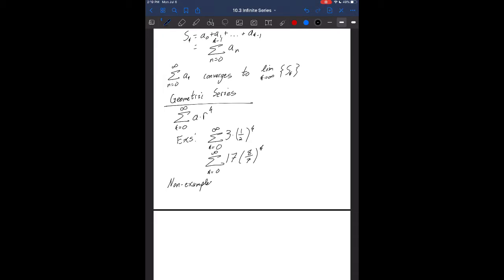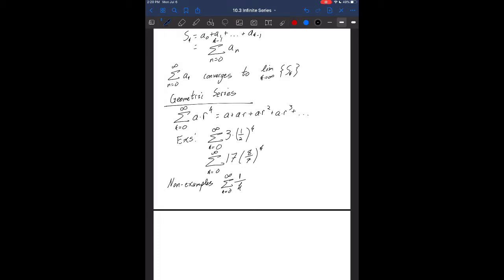Some non-examples. The sum from k equals 0 to infinity of 1 over, say, k, right? This doesn't really fall into this formula we have here for these geometric series, and so this is not an example of a geometric series. Geometric series will always be some constant times something raised to the kth power, right? So this is going to look like a, and then plus a times r plus a times r squared plus a times r cubed plus dot dot dot.